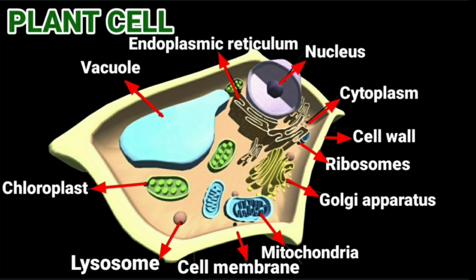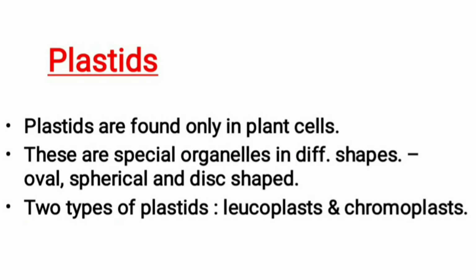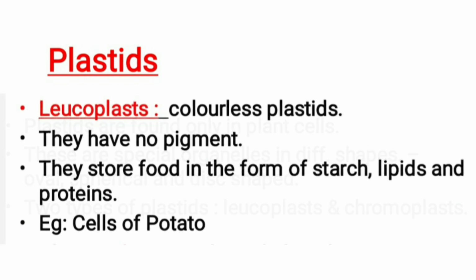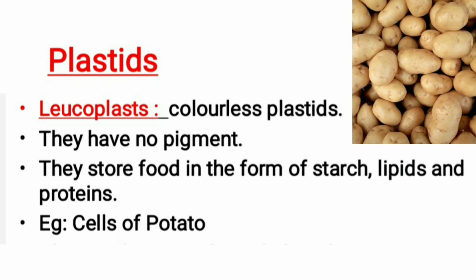One of the most important cell organelles, which is only seen in plant cells, is known as plastids. Plastids are large disc-like cell organelles found only in plant cells, which are specialized to synthesize and store organic substances. On the basis of the pigment present in them, plastids are divided into two, leucoplasts and chromoplasts. Leucoplasts are colorless or white plastids mainly meant for the storage of food in roots and underground stems. Example, potato.